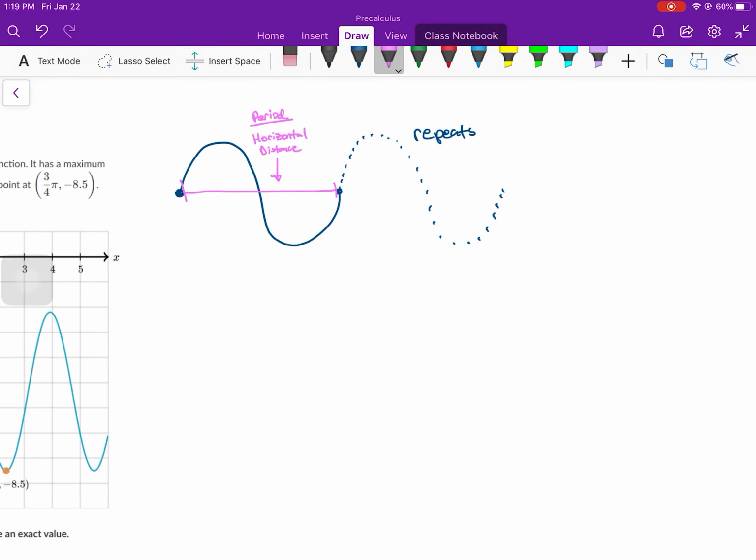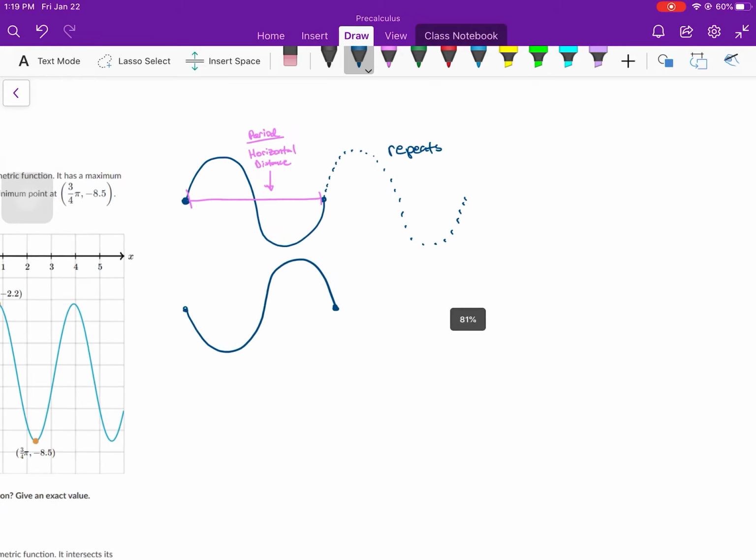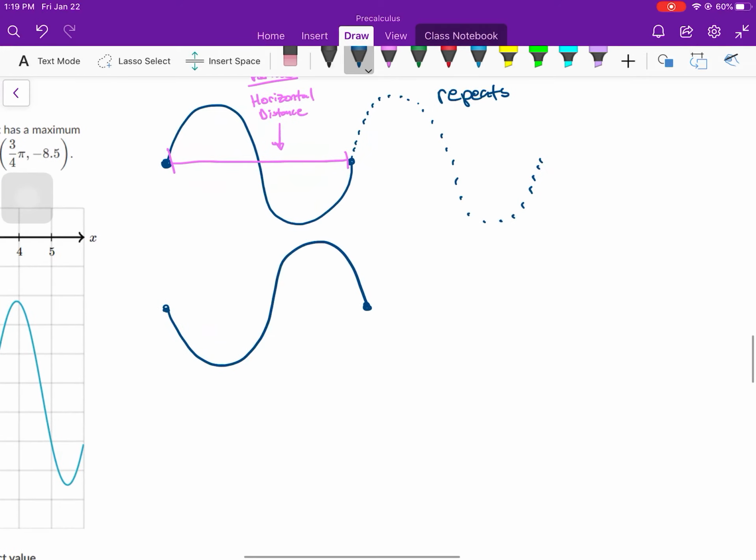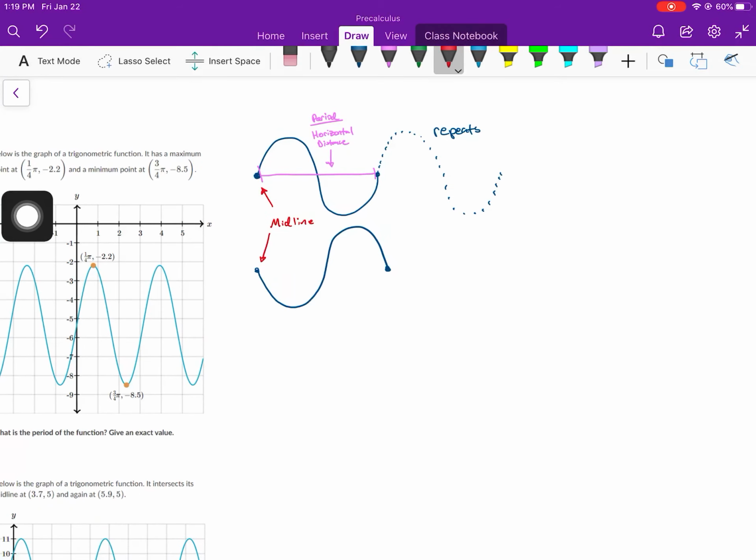So in these problems, pay attention to where you're starting. Are they starting you on the midline? If they are, you need to go through a hill and a valley, or you can go through a valley and then a hill. So those are for starting on the midline. You can see starting on the midline, you go through a hill and a valley. You need to make sure you cover both of those.